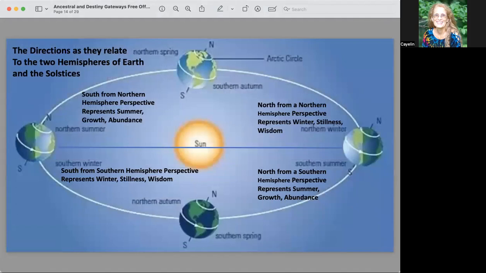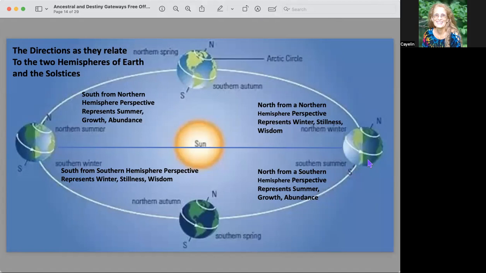So this is the directions as they relate to the two hemispheres of Earth, northern hemisphere, southern hemisphere, and also the solstices, just to give a little more sense of that for people who aren't familiar with it. So the Earth is going around the sun, and in the northern summer and the southern winter, you can see that the south side of the planet is darker in the winter, and that the north side of the planet is lighter in the summer. The opposite thing is happening in the northern hemisphere for winter, and the southern hemisphere for summer.